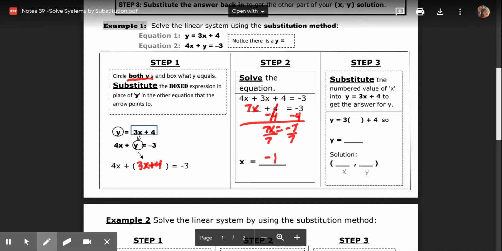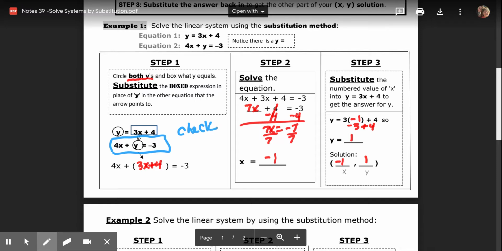Then what I'm going to do is substitute the numerical value of x into y equals 3x plus 4 to get the answer for y. So y equals 3 times -1 plus 4. So that gives us -3 plus 4, which is +1. So the solution is x is -1 and y is +1. We can also go and check this. So we could use this equation right here to check it.